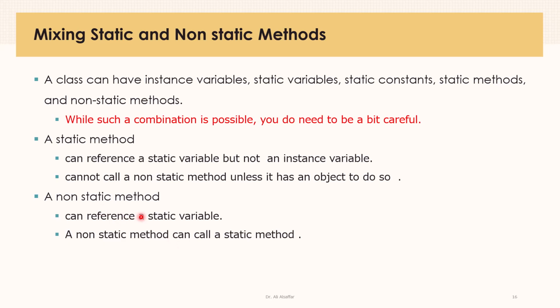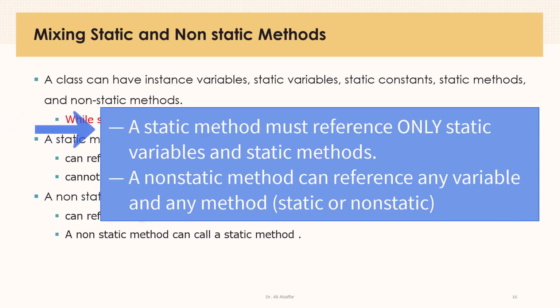In simple words, if we have a class with a combination of static and non-static members, then a static method must reference only static variables and static methods. And if we have a non-static method, then it can reference any variable and any method, whether it is static or non-static.